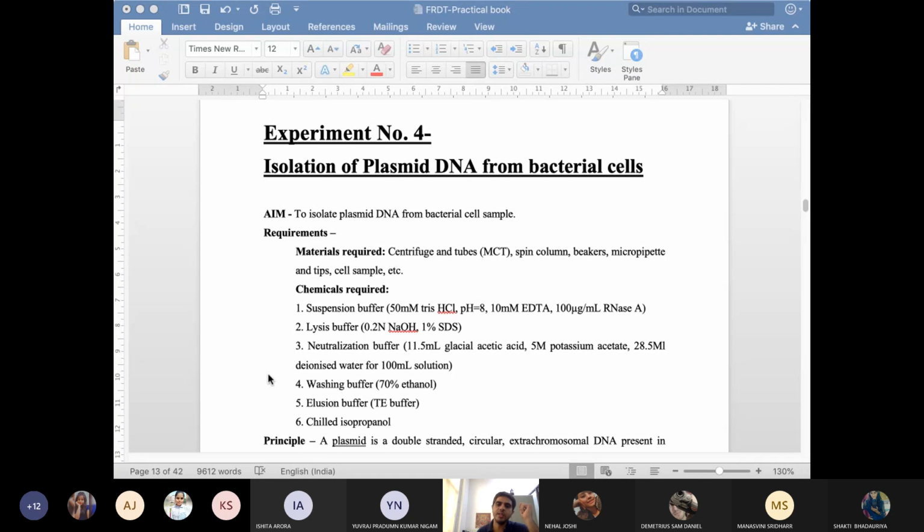And one more property we can utilize in the separation of your plasmid DNA. In our previous class, I think on Friday, we were talking about the property of your plasmid DNA. When we were talking about the topoisomerases, what is that property? When you talk about the topoisomerases, we talk about it as a property of your circular DNA.